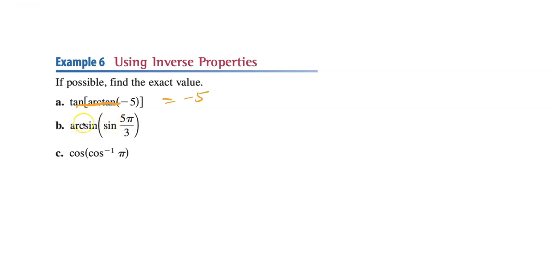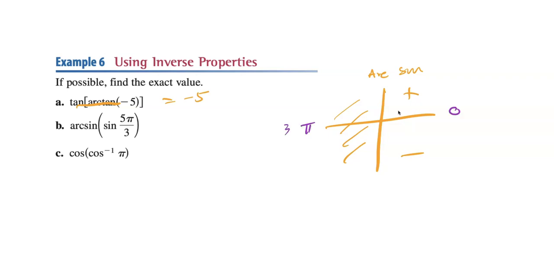Arcsine of sine of 5 pi over 3. Remember, arcsine only works in quadrant 1 and 4. 5 pi over 3 is over here, in quadrant 4. Normally 0, pi, 3 over 3, 6 pi over 3. 5 pi over 3 is a little less than 6 over 3. But we can't go around this way, because arcsine doesn't work there. So I can't just cancel these two out and get 5 pi over 3. That would be the wrong answer.